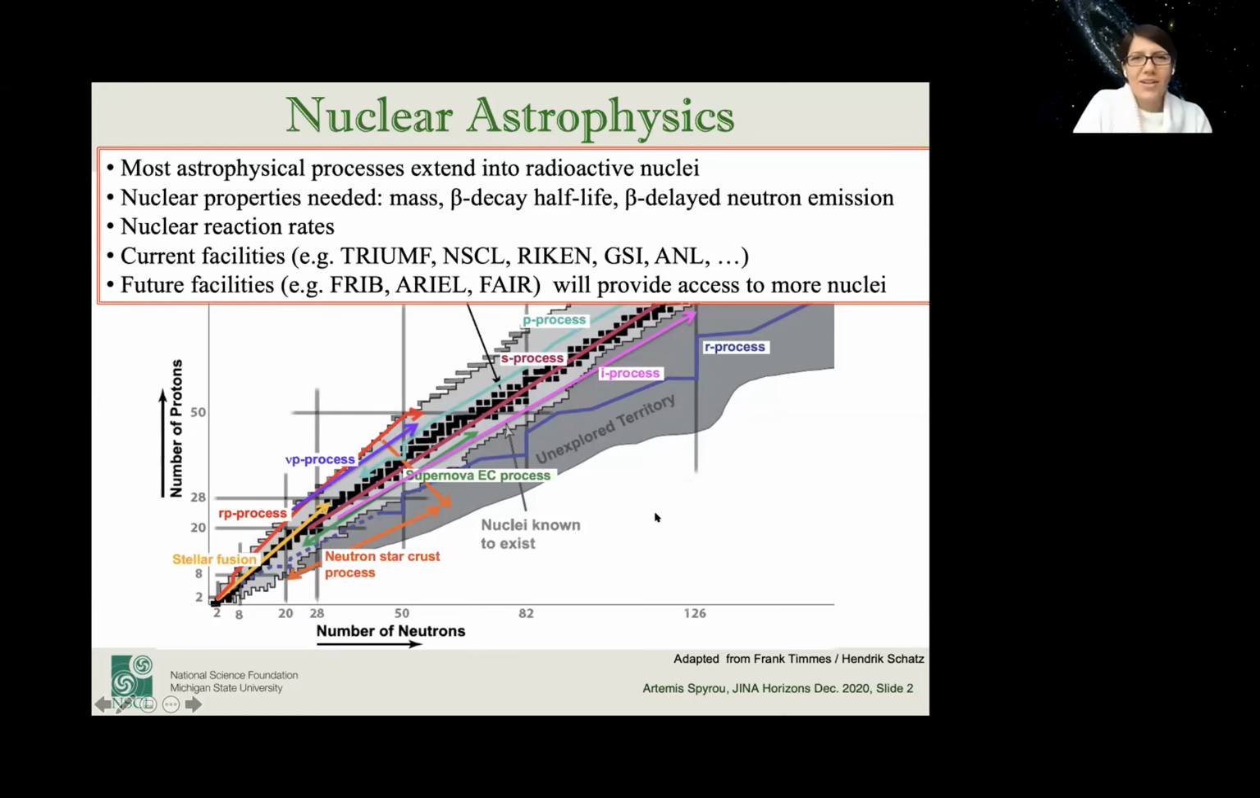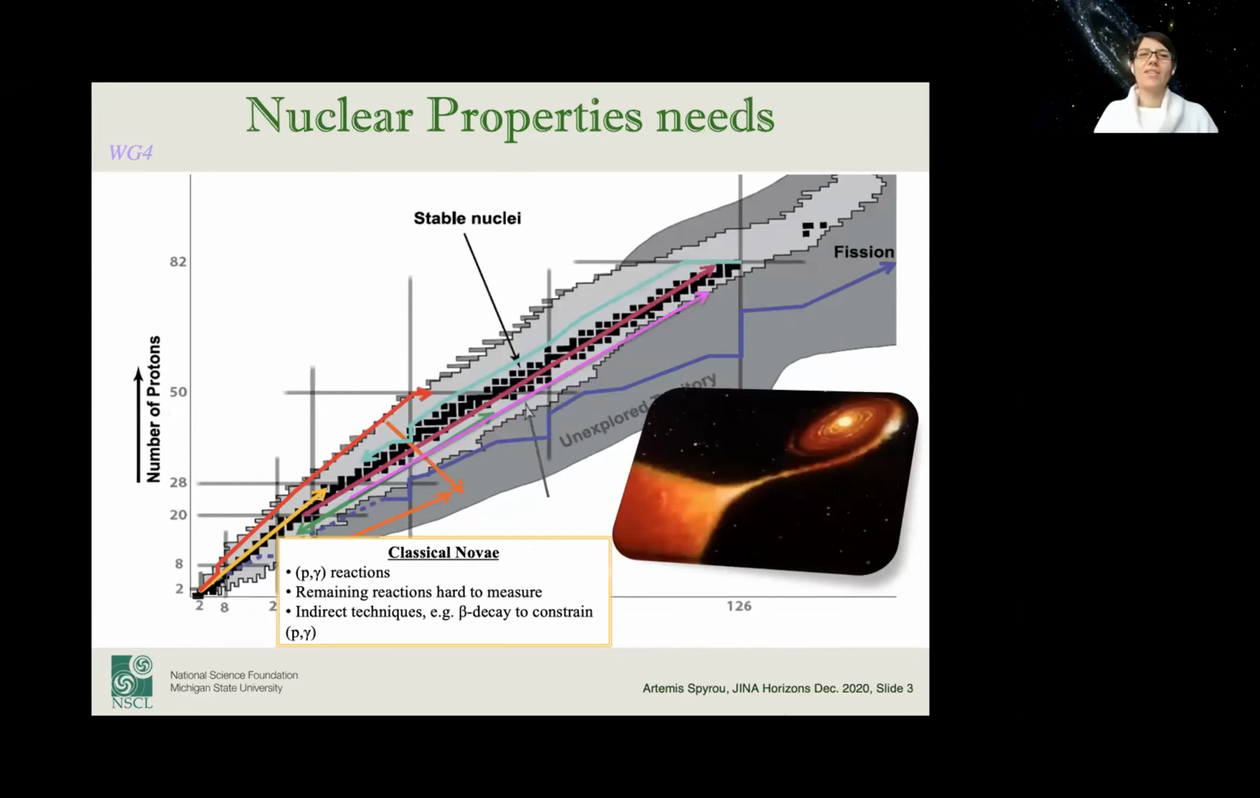So I'll start with the lightest nuclei. So this is nucleosynthesis within classical novae. And I'll say just a few words for each of these processes. Again, you'll learn a lot more as we go through the week. But classical novae are binary systems where you have a white dwarf accreting material from a companion star. And so then you can have a thermonuclear explosion happening. So these are focusing right here at the lighter masses.